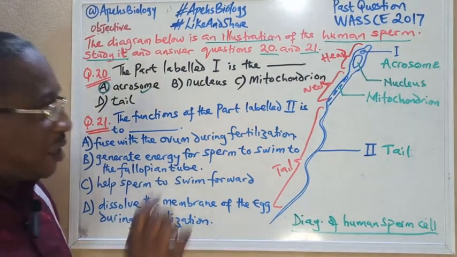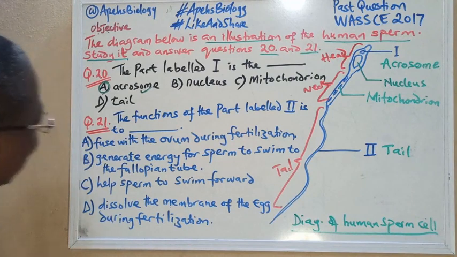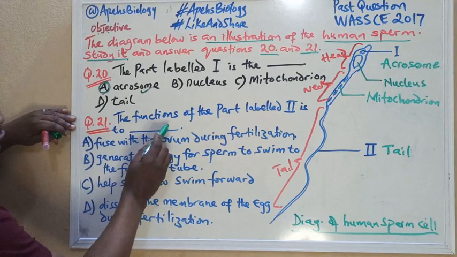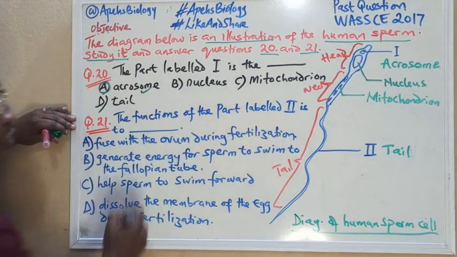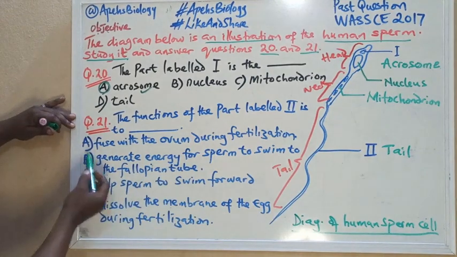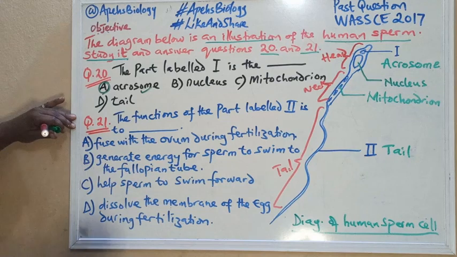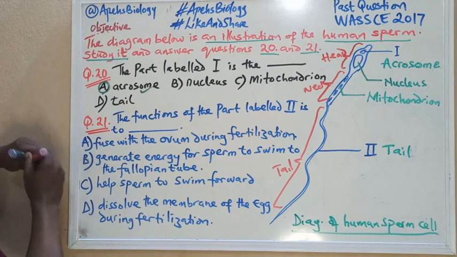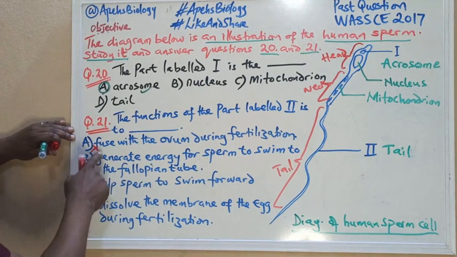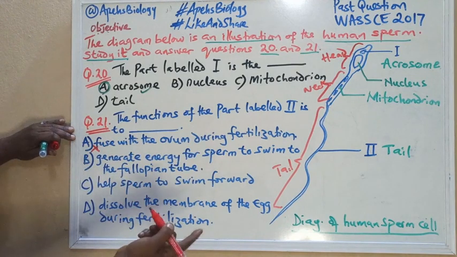You now know how a sperm cell actually looks like, but we go back to our question again, all right? Question number 21, sorry. The function of the part labeled 2. What is the part labeled 2? The tail. Let's look whether we have the answer. They said A, fuse with the ovum during fertilization. That definitely is not going to be the answer. So this is not part of the answer at all. The part that fuses with the ovum during fertilization is going to be the nucleus. So we are not concerned with that here.